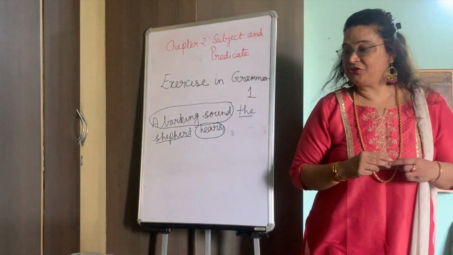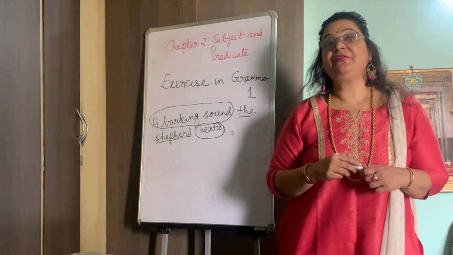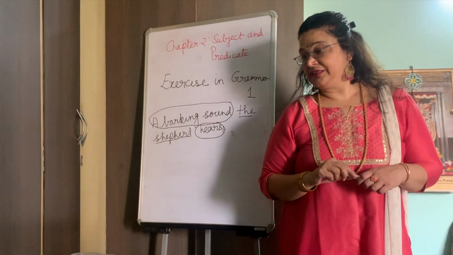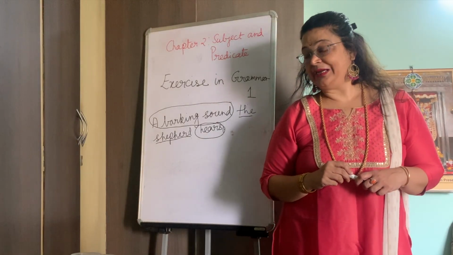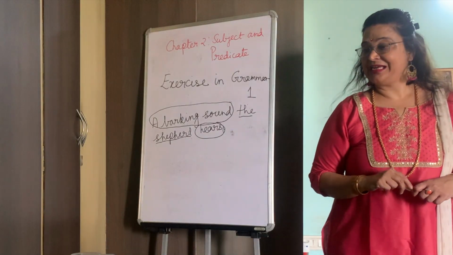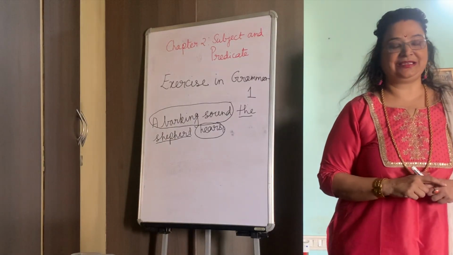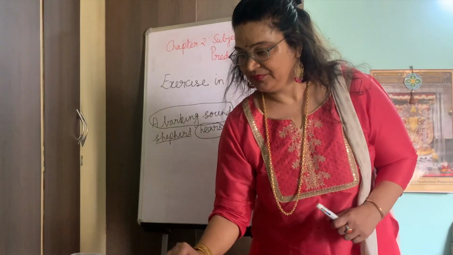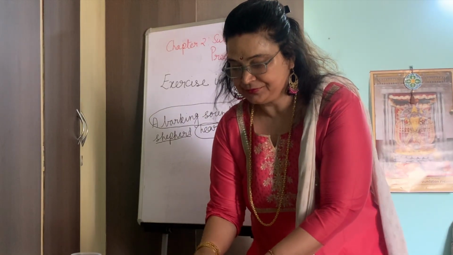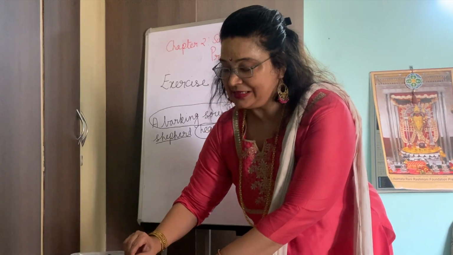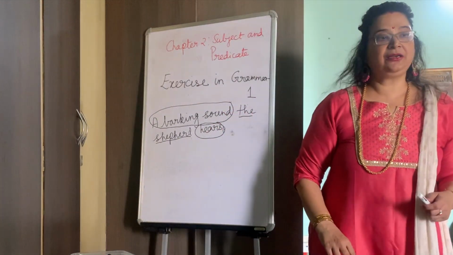Now, on the top of the hills live a hermit. This is the last sentence. On the top of the hill, live is the predicate and a hermit is the subject in this sentence. Now, after this, we will see what is the phrase and the clause.